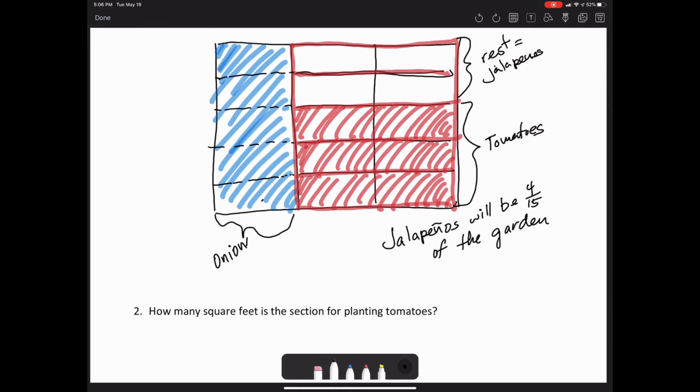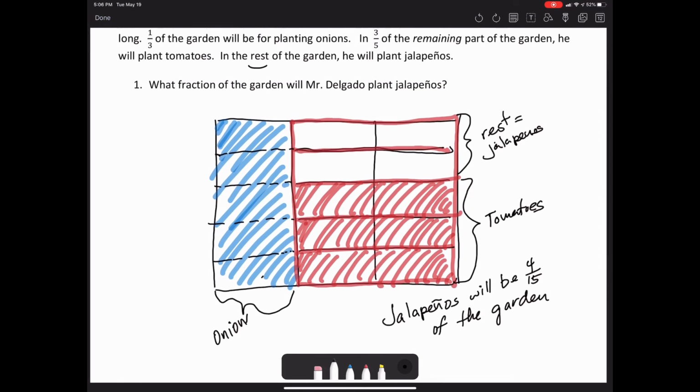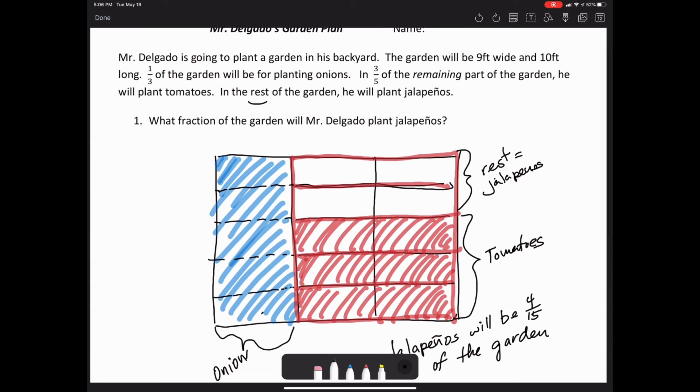Now let's look at the second question. How many square feet is the section for planting tomatoes? Okay, well, our diagram shows us what fraction of the garden is for planting the tomatoes, but it doesn't show us how many square feet that section will be. So now we need to go back to our measurements here. It's 9 feet wide, and it's 10 feet long for the whole garden.